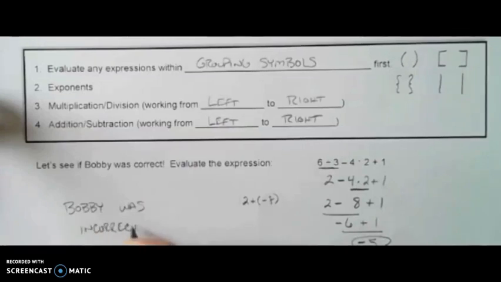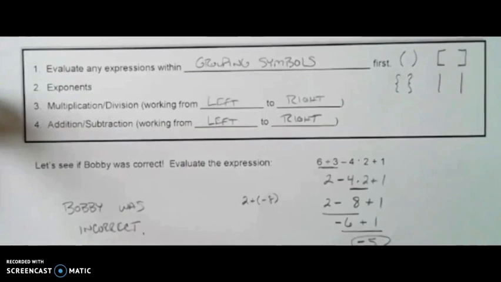Okay, Bobby's mistake was that he just worked straight from left to right, ignoring the order of operations. Okay, so make sure that you follow this proper order so that you can come up with the correct answer anytime you evaluate an expression.